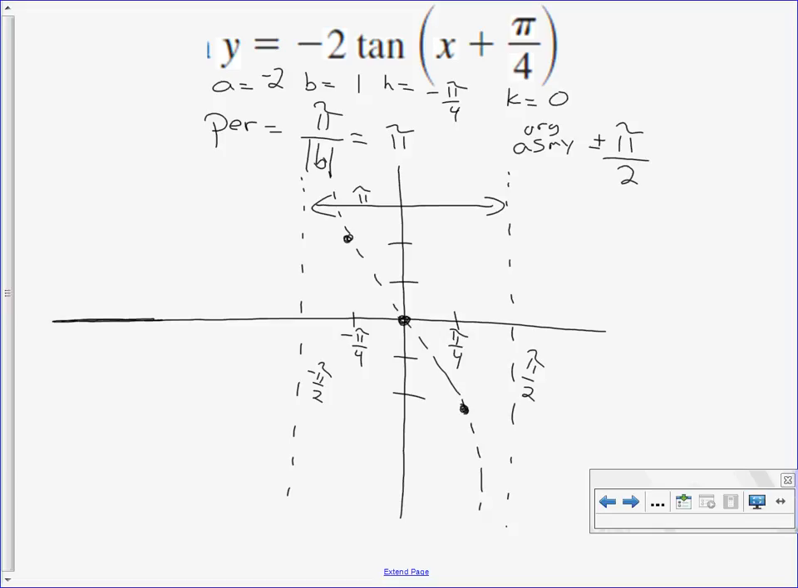And there's my parent function. Okay. Remember, the a value tells you what direction it's going. If it's a negative value, it's just going the opposite of what the normal would be. So now for each of these points, we have our original set at negative pi over 4 and 2, 0, 0.